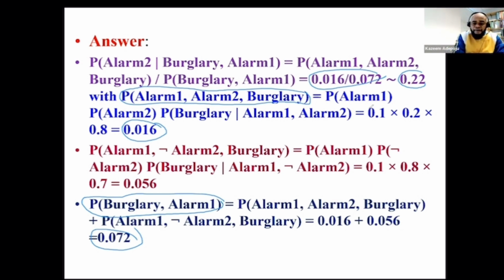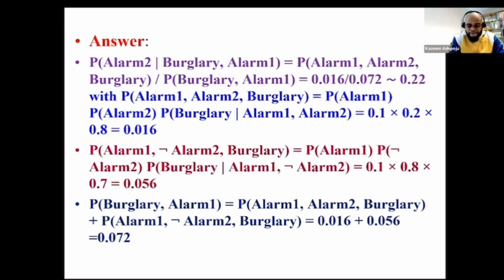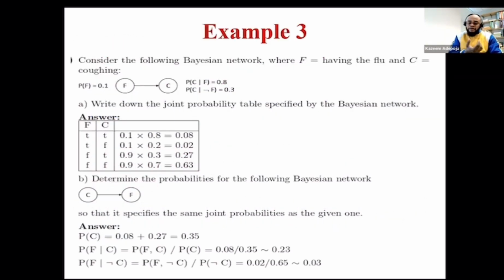Okay, so the next thing, I'm going to go to the next question now. In the next question, I have a Bayesian network. F is having the flu and C is coughing, right? And of course, coughing is conditioned on having the flu. Don't forget, coughing is one of the symptoms of having flu as a disease.